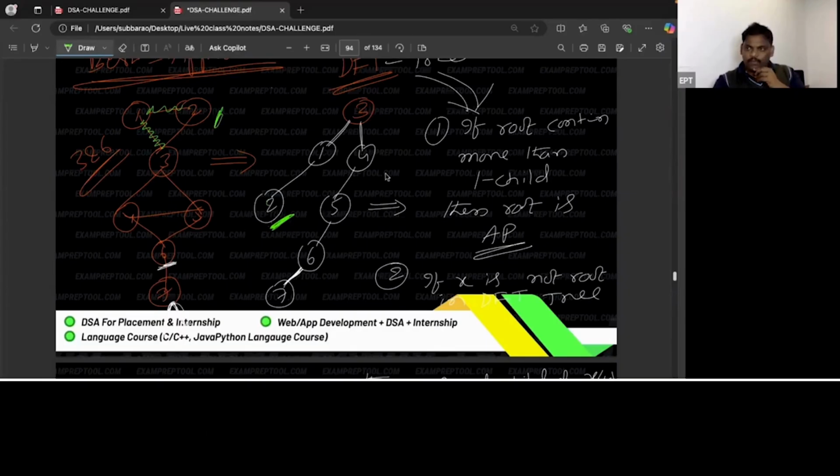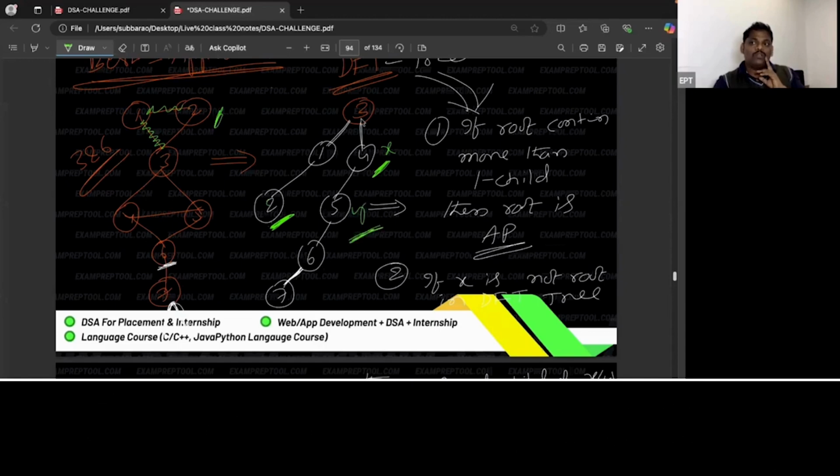Come here, 4. If you delete 4, what will happen? First step: is 4 a root? No. So go to the second point. 4 is a root? No. Go to the second point. Assume this is x. So x's child is y. Can you help in the original graph?